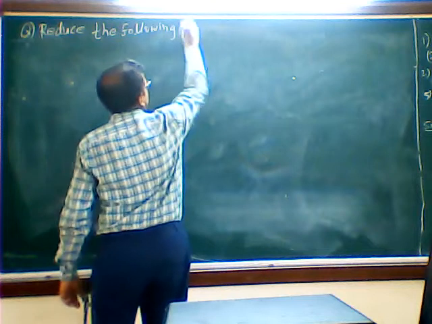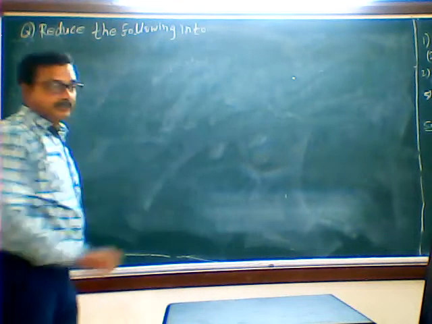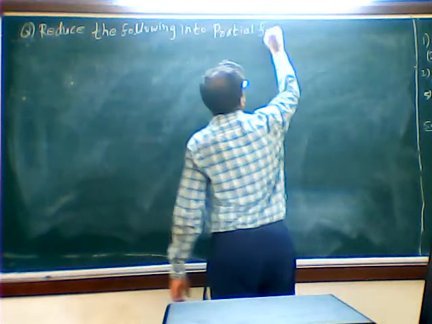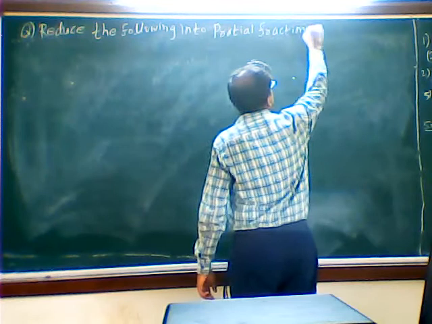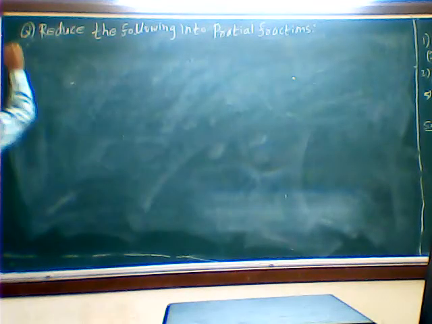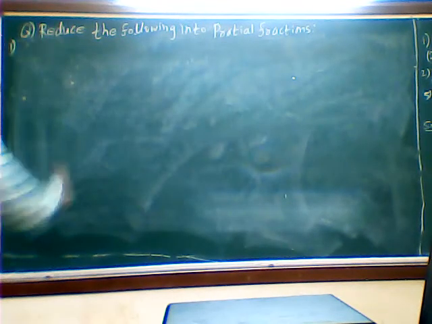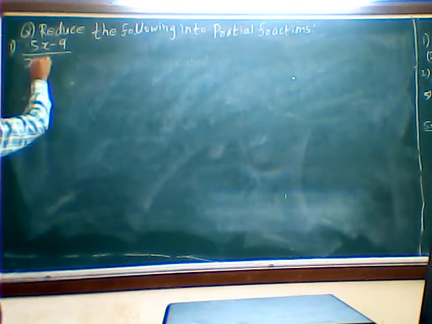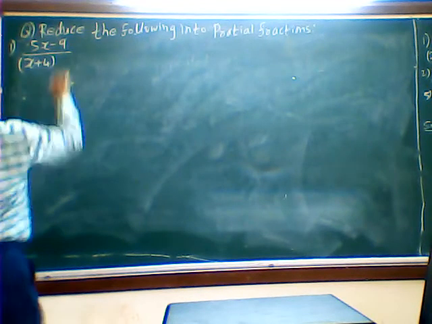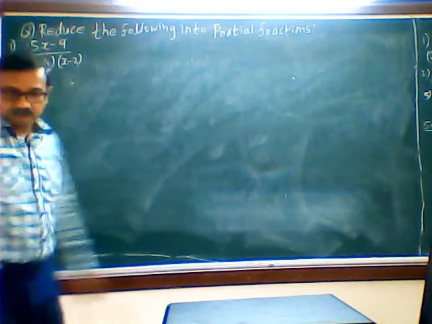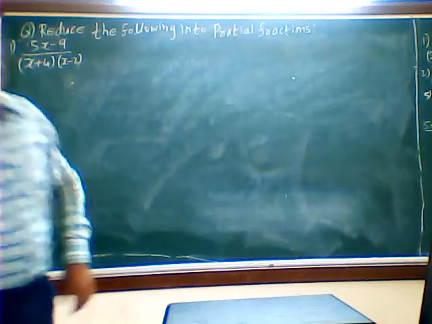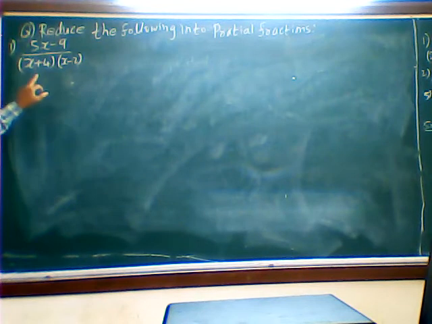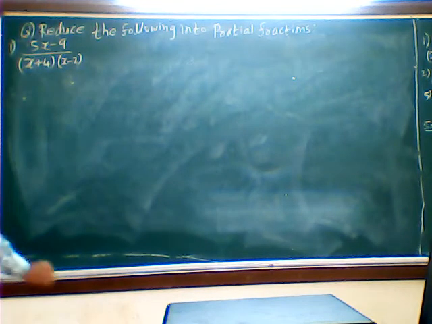Reduce the following into partial fractions. Under that, problem number 1: (5x − 9) divided by (x + 4)(x − 2). Reduce the following into partial fractions. The first one is (5x − 9) divided by (x + 4)(x − 2).